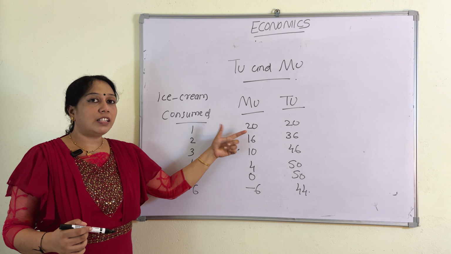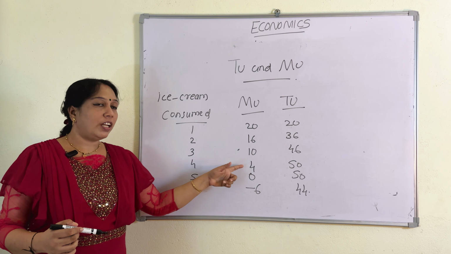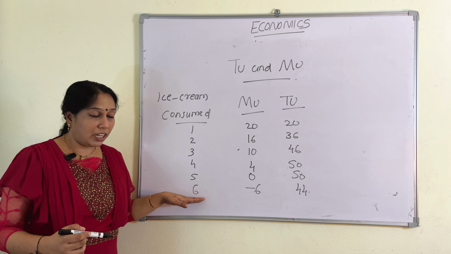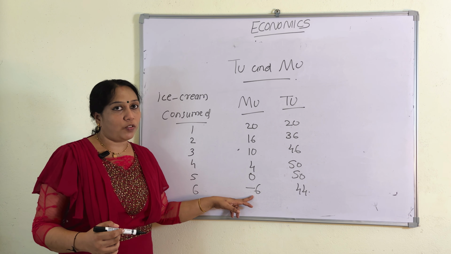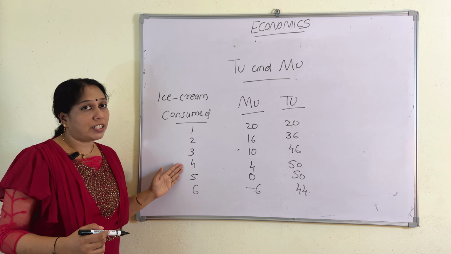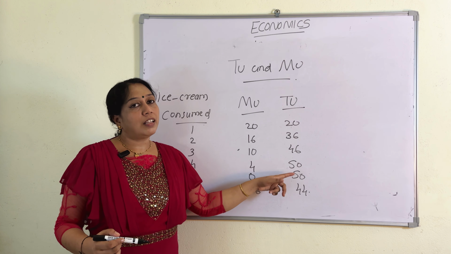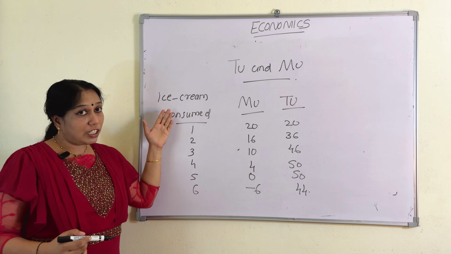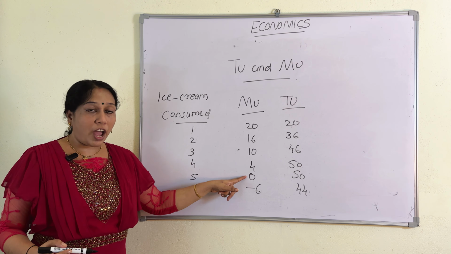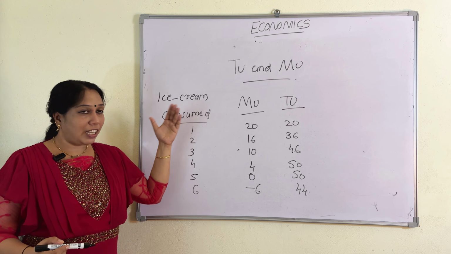First unit 20, then second unit decreased to 16, third unit decreased to 10, then fourth unit decreased to 4, then fifth unit becomes 0, and finally at the sixth unit of ice cream consumption, marginal utility became negative, that is minus 6. Okay, so here you can see that with the increasing units of consumption of ice cream, the total utility initially increases, then remains constant, then finally it falls. And with the increasing units of ice cream, marginal utility continuously decreases, and it became 0 and finally negative.